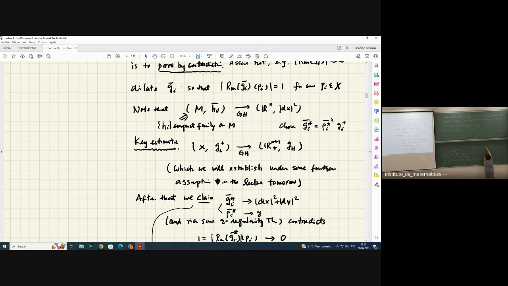So the picture is we have this sequence, which is originally defined on H_i bar, and then this M, which under the Gromov convergence, actually strong convergence, goes to R^n dx squared. And then suppose, assume the corresponding metric on X, which now under some assumption has limit the hyperbolic metric on the upper half space.